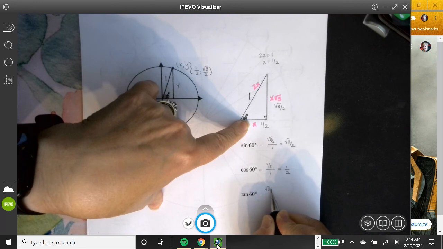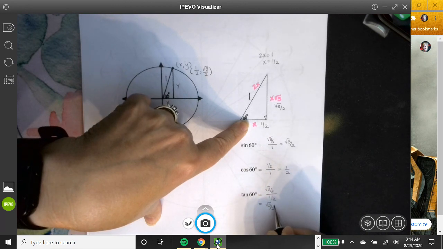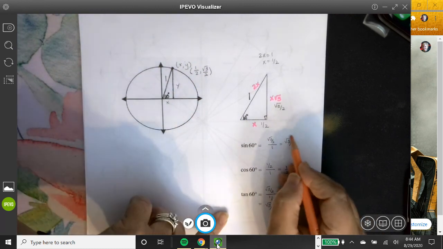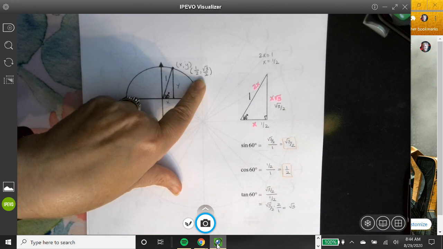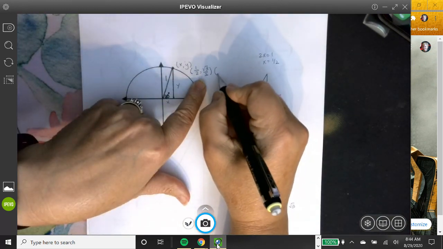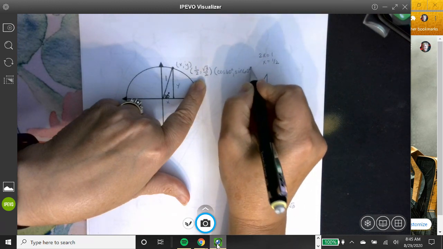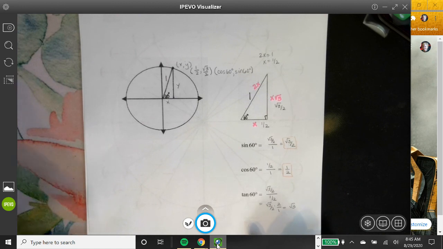And the tangent of 60 is going to be the opposite over the adjacent, which would be root 3 over 2 over 1/2, which is equal to root 3 over 2 times 2 over 1, and those 2's cancel, and we just get root 3. All right, you know where I'm going. Where have we seen these numbers before? Well, you're right, over here. So I can say this point is also known as the cosine of 60 degrees, comma, the sine of 60 degrees. Almost as if I know the angle, I know the point on the unit circle. And that is truth.